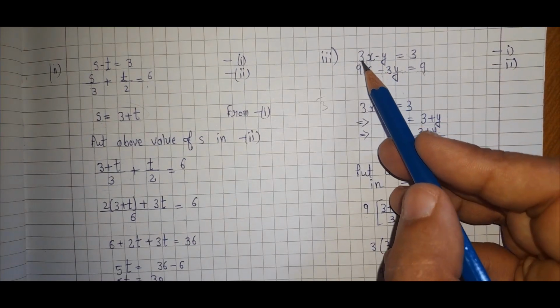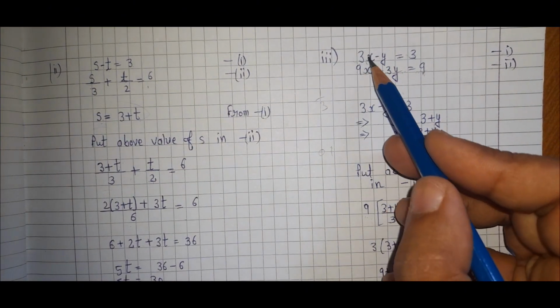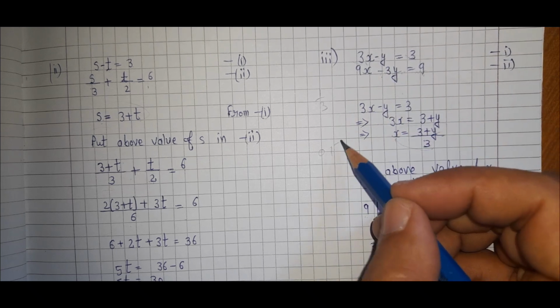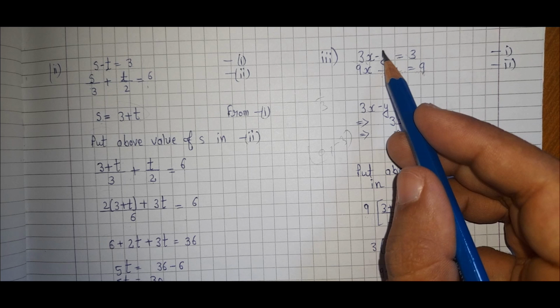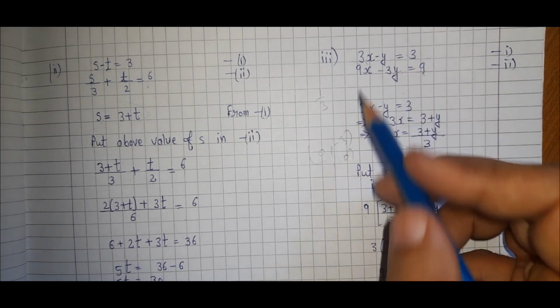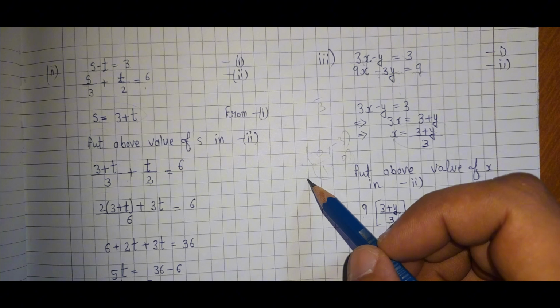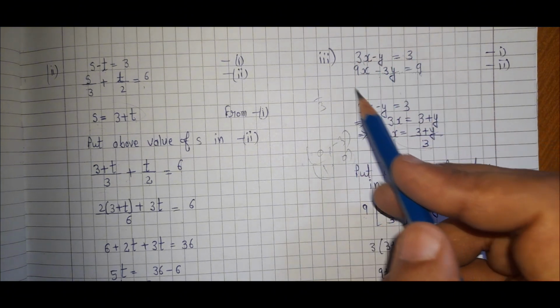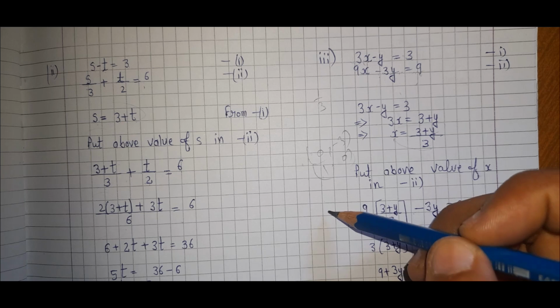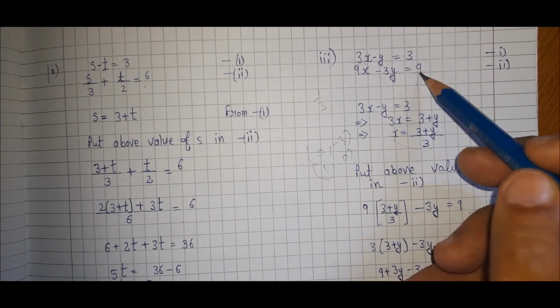When x is 0, y = -3, and when y is 0, x = 1. These are some of the solutions of the given equations. Similarly, there are many other solutions possible for these two equations.